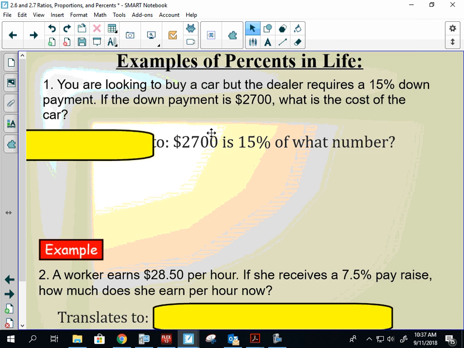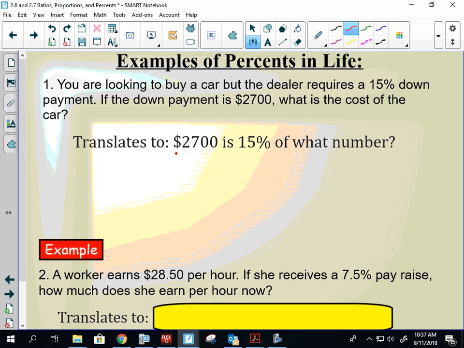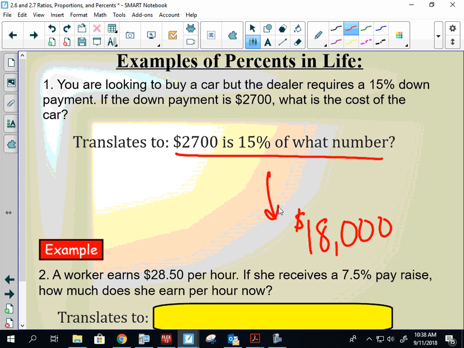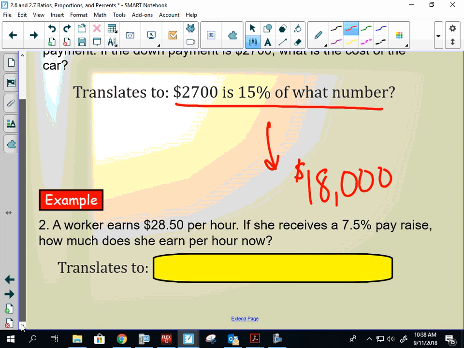So if you translate, it would be this: $2,700 is 15% of what number? Then it'd be up to you to solve the rest. But right now we're just going to practice translating. So the translation would be this: 2,700 is 15% of what number? I think it turns out the answer is going to be $18,000 is the total cost of the car. But I'll let you get the in-between part, the translation, after it.